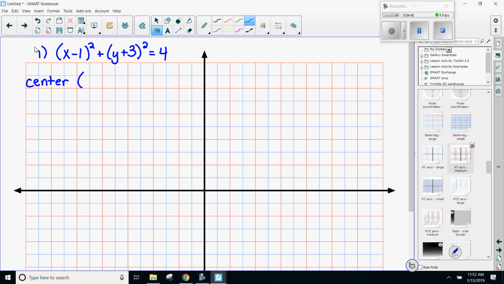1, -3. It's the opposite of what you see there, because it's x minus h, and h is your value. Y minus k. So this is thought of right here as y minus -3. That gives you the +3. So your center of your circle is 1, -3. What is the radius equal to?